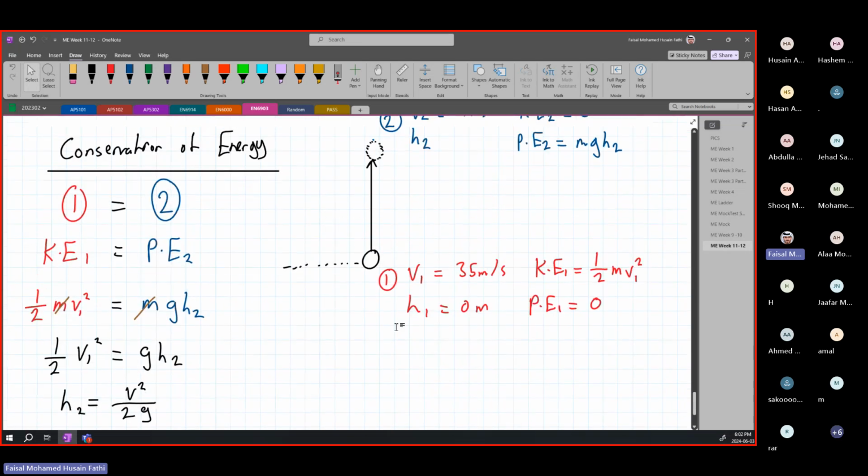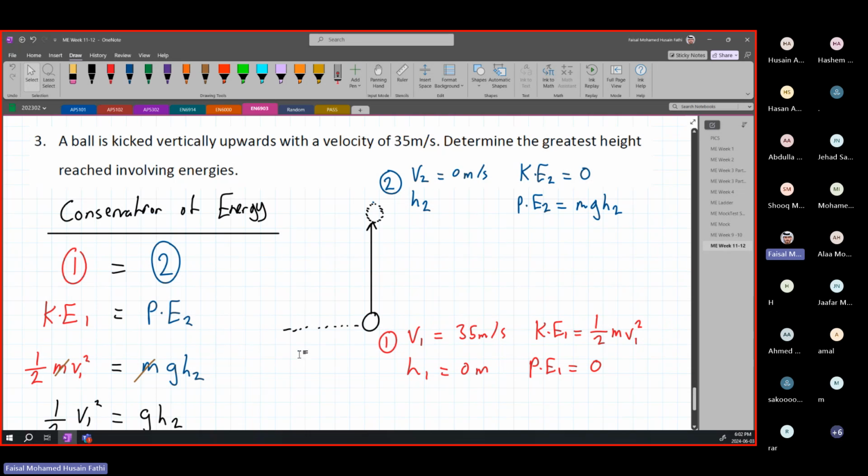The reason I'm doing it using the full method is because later on, maybe not even in today's session, but tomorrow's session, when we're talking about energy, there will be a lot of cases where your kinetic and potential energy are not equal to zero.